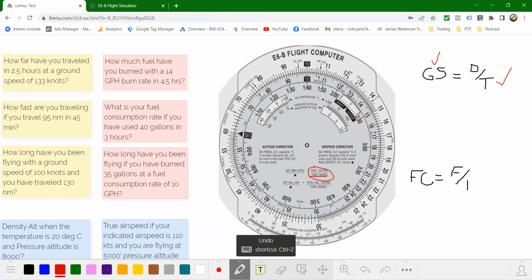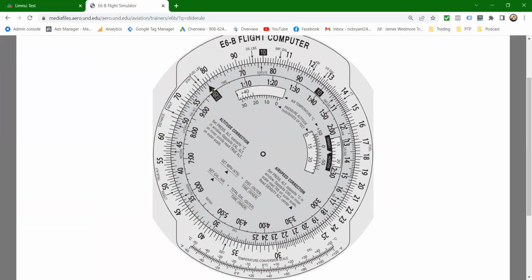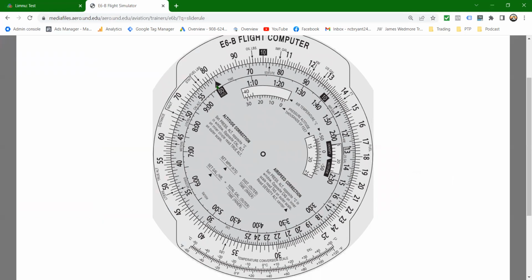So let's do that with 2.5 hours at 133 knots. The first thing we're going to do is set miles per hour over the triangle. So here's our triangle, and our miles per hour is 133 knots. Here's the next thing you kind of got to know. This outer scale goes from 60, 70, 80, 90 to 10. So what the heck? Why does it go to 10?